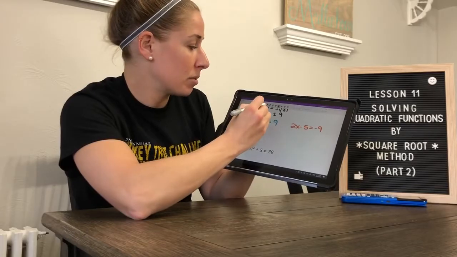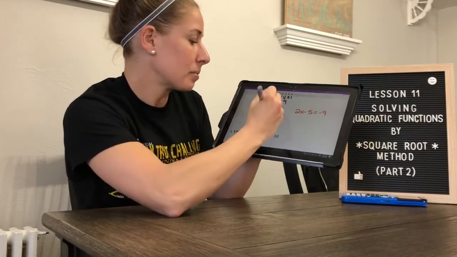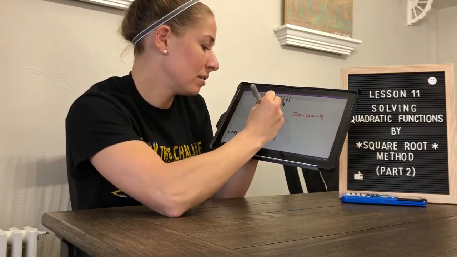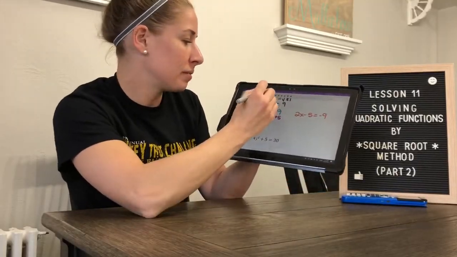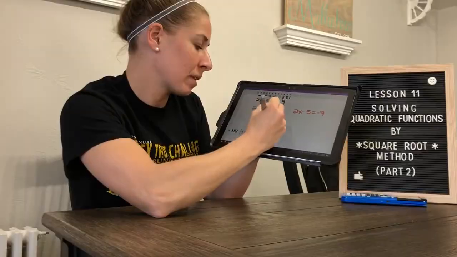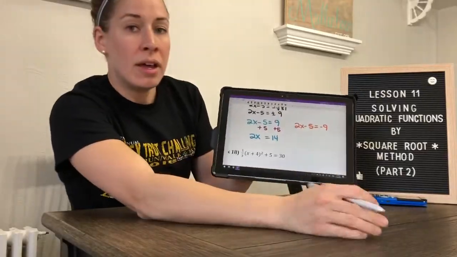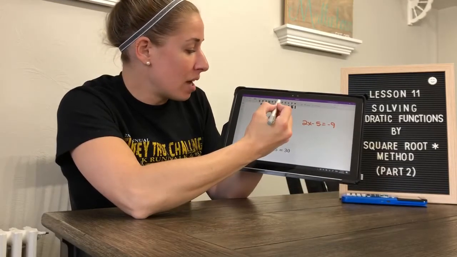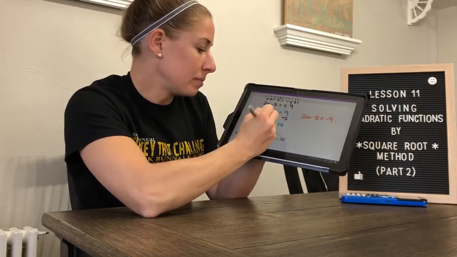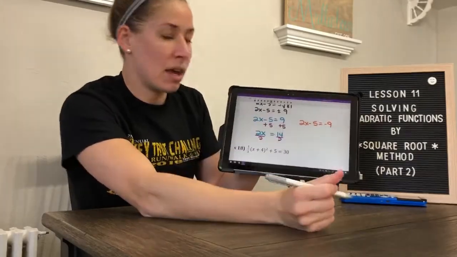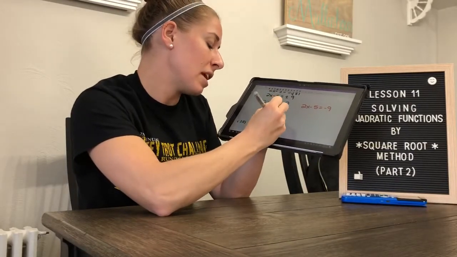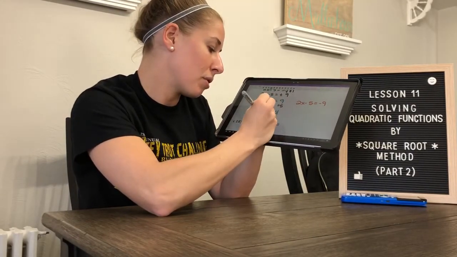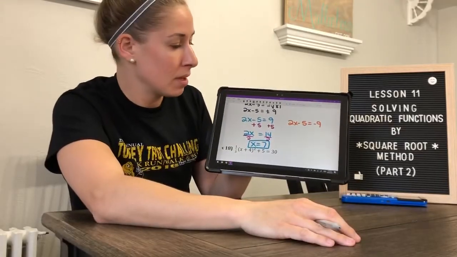So the first one, we're going to add 5 to both sides. So 9 plus 5 is 14. And then divide by 2 on both sides. And 14 divided by 2 is 7. So there's your first answer for your quadratic equation.